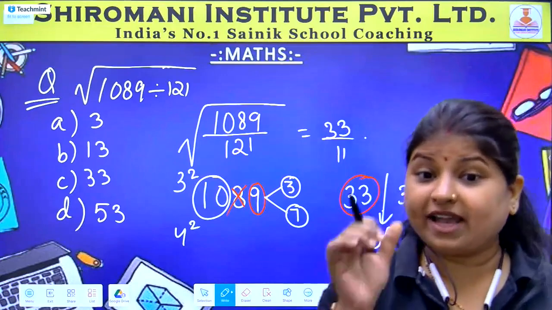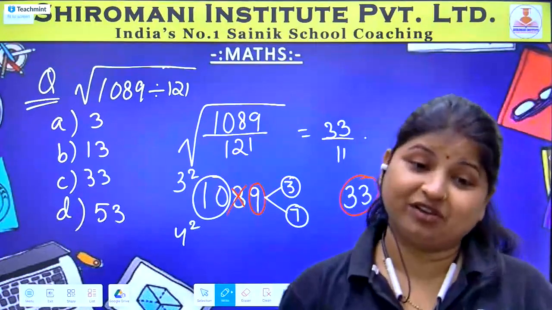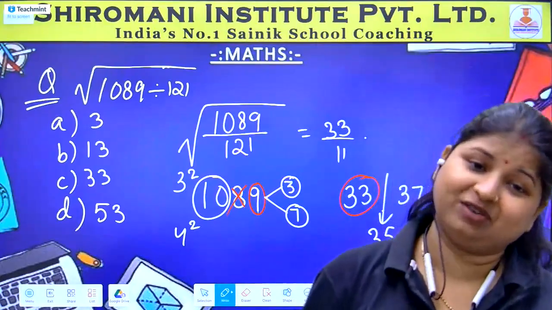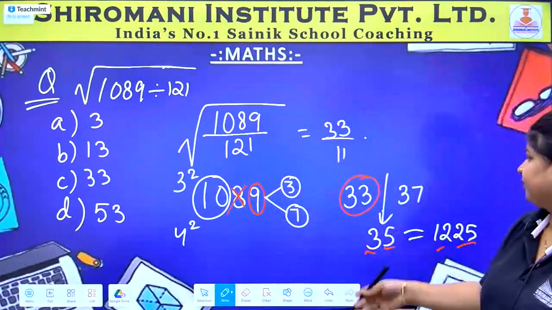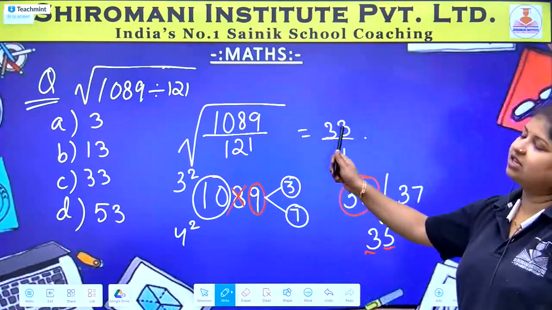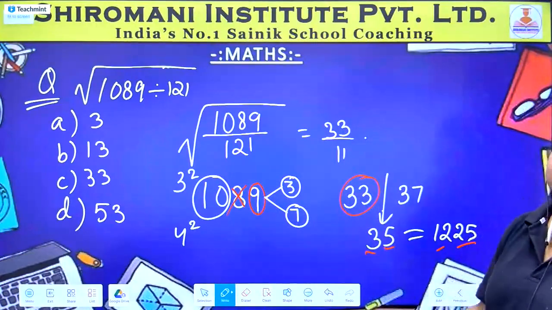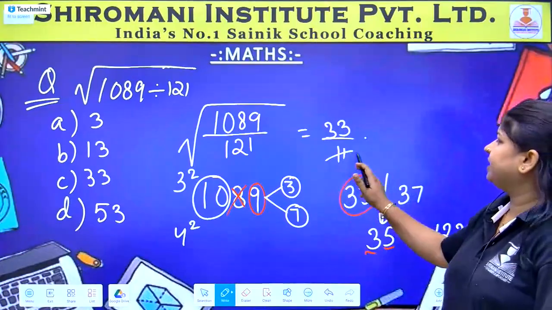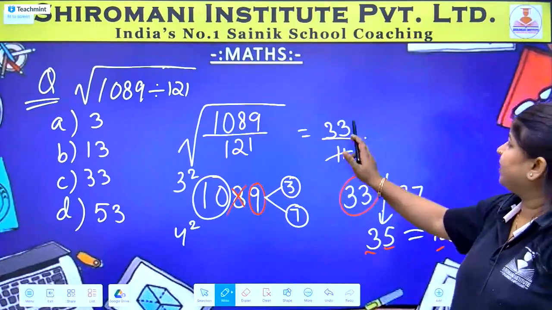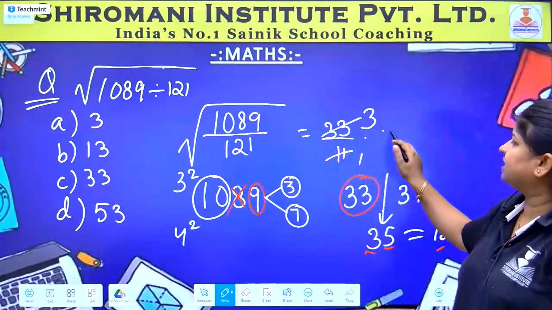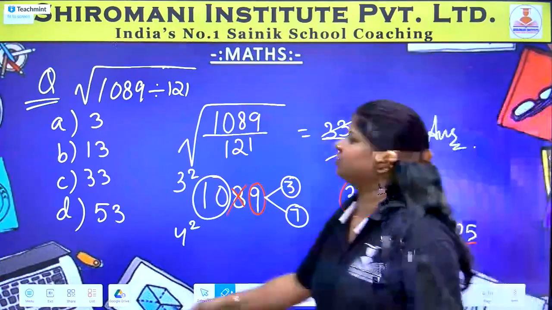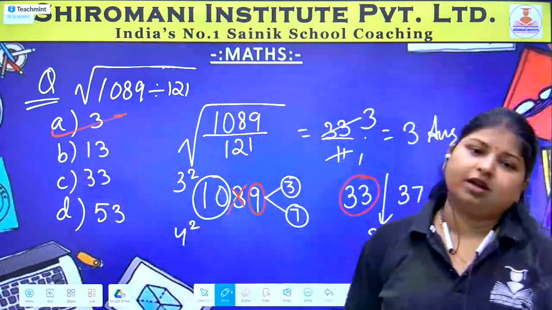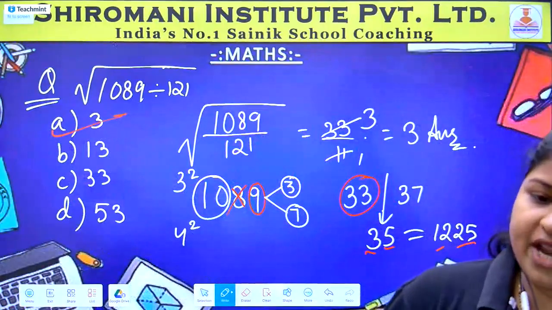Okay, but beta, every time that trick doesn't work. So I would request you to solve it and see. So 33 by 11 I have. Just simplify it. 11 1 is 11 and 11 into 3 is 33. 3 will be my answer. That is option A.